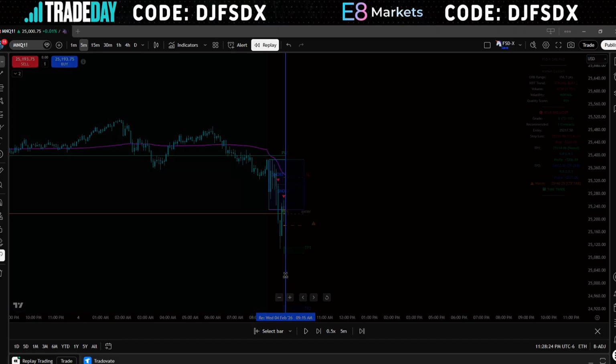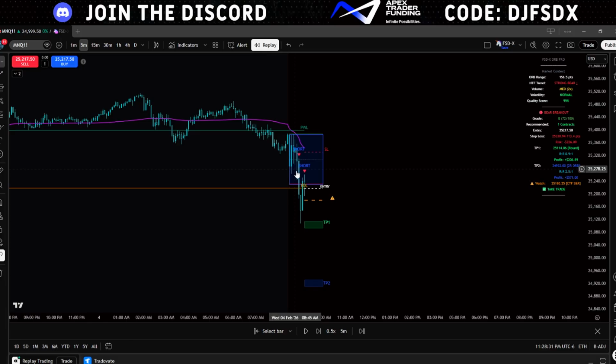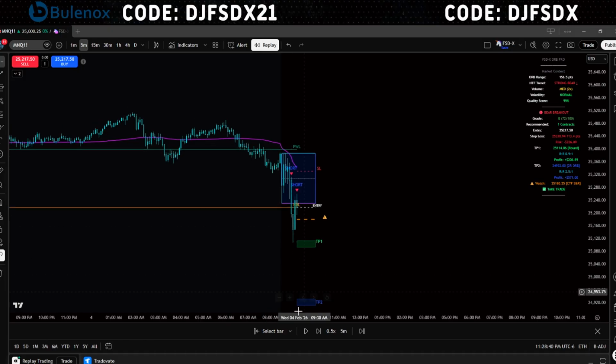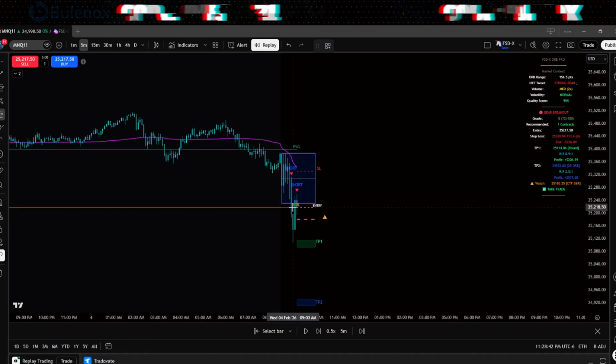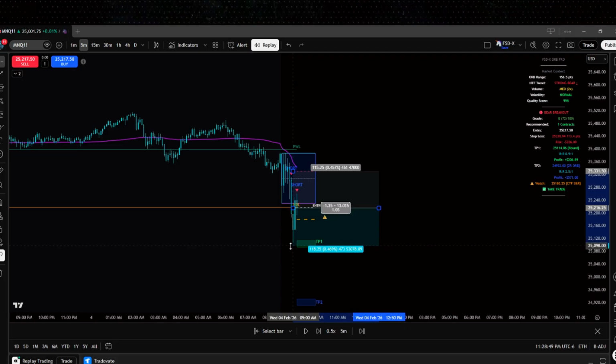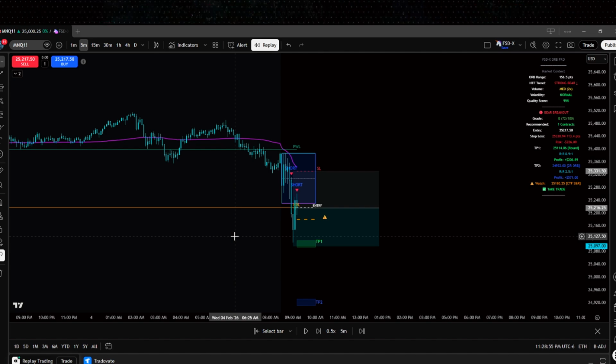So we did get a setup. So we had two setups. I did not take the first trade. The second trade was a B setup. So if I were to enter, put the stops here, I recommend trying to get a 1-to-1. There we go. I have my warning level, something to be aware of.